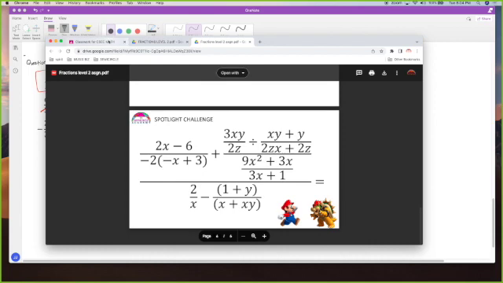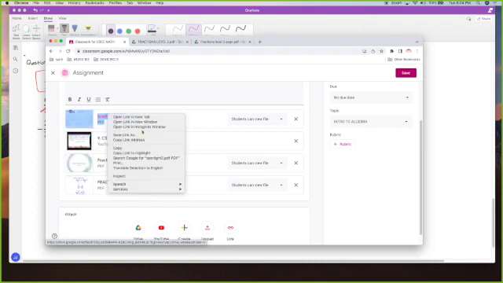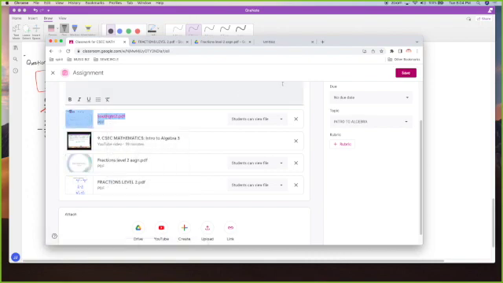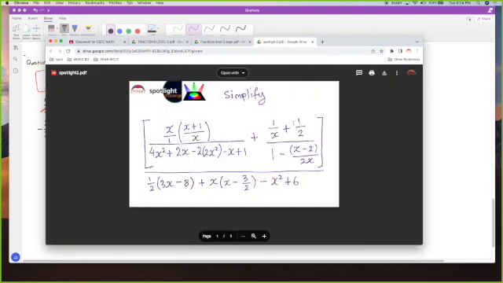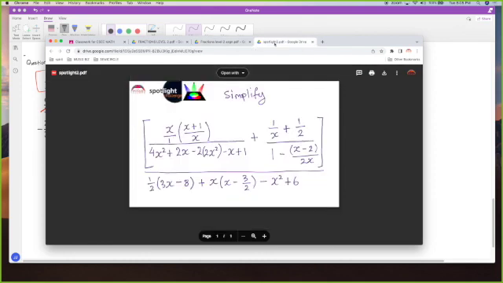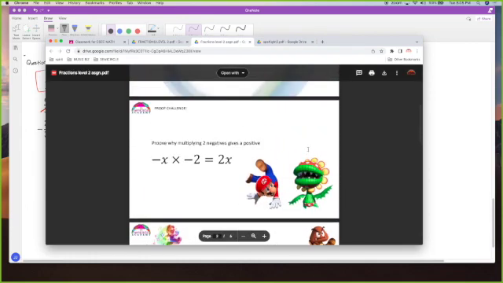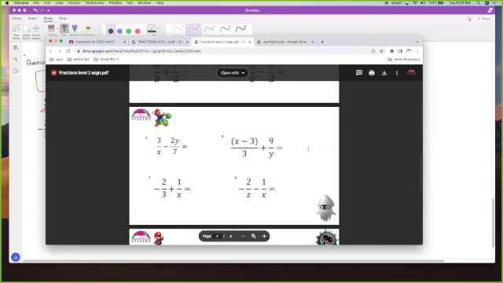Right? But if you look at this here, you will see that I have another spotlight challenge. Let's see what this spotlight challenge looks like. So we have this spotlight challenge here as well. So we have 2 different spotlight challenges involving fractions, right? So these are the Bowsers, and then we have some random, not a big amount of questions, a small amount of questions we're gonna be dealing with here.